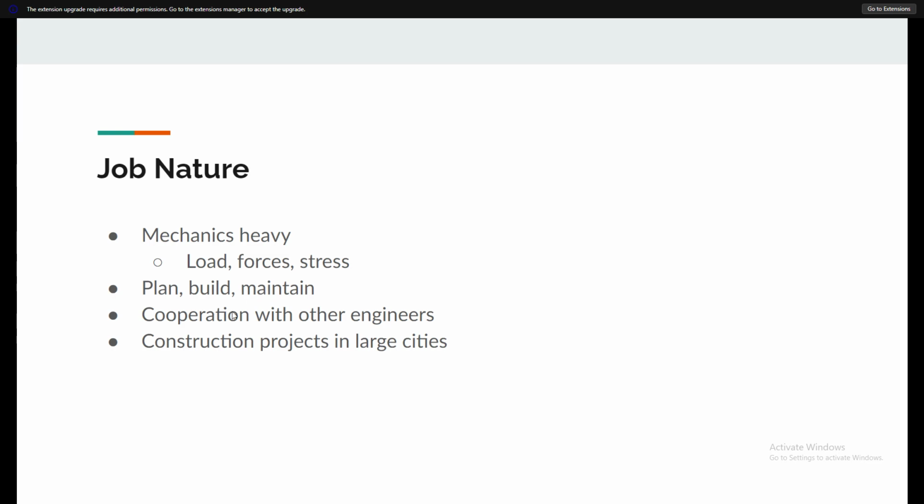You also need cooperation with other engineers. For example, geotechnical engineers have to survey the earth first before other engineers can work on the project. And typically civil engineers build construction projects in large cities.